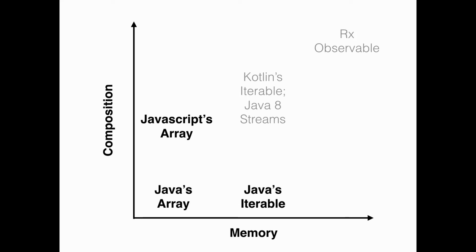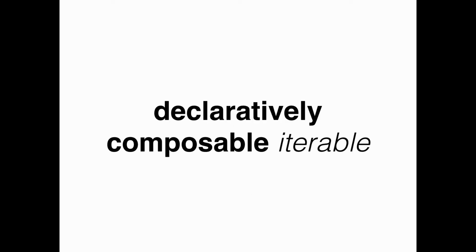Now, we've already talked about how we can declaratively compose arrays. Since we don't actually care about how the sequences are stored in memory, when we introduce the iterable abstraction, we can get the same kind of declarative composition, those map, reduce, higher order functions. We can apply them to iterables in general instead of just arrays. And if you look at Kotlin's iterable or Java 8 streams, that's really what's happening there. So that gets us to a declaratively composable iterable.